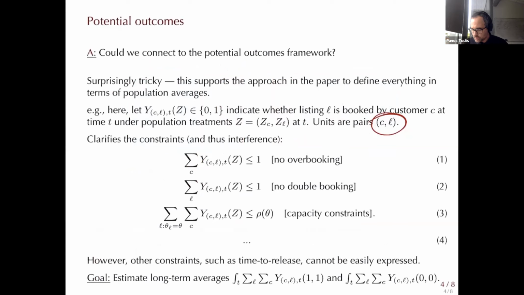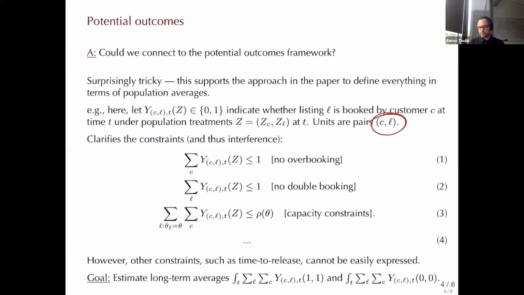Right. Yes. So I was saying that the units are the customer and listing pairs, and then for every customer listing pair at every time t, so some treatments of customers and listings, we have this Y, this potential outcome that tells me whether this particular listing is booked at time t. Okay. And why is this helpful? Because you can write down the constraints of the market that will help elucidate, I think, what are the sources of interference.